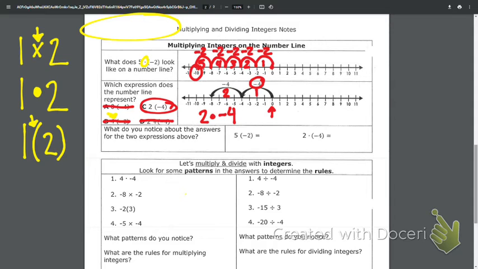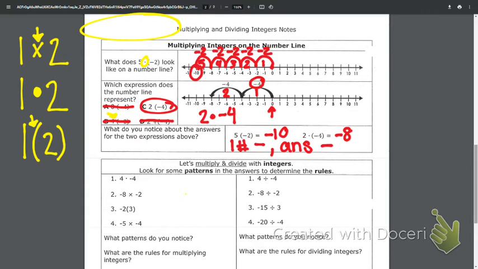So the question asks us, what do you notice about the answers in the 2 expressions above? And what I noticed is that one number was negative, so the answer was negative for both of those expressions, because 5 times -2 became -10, and 2 times -4 became -8.